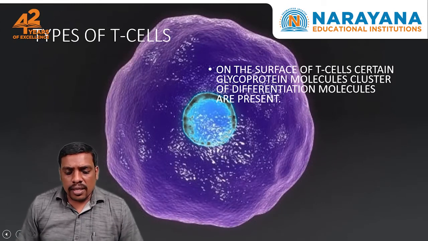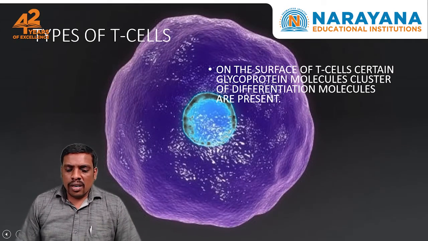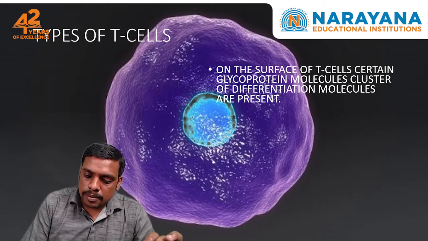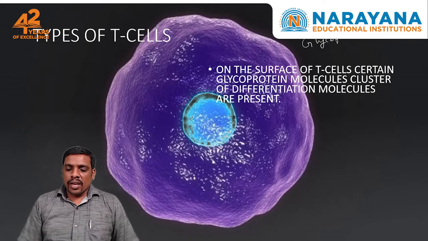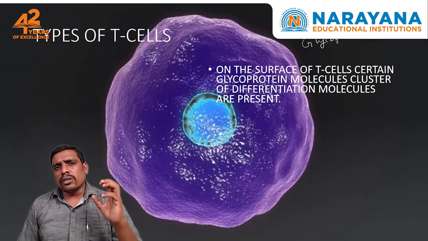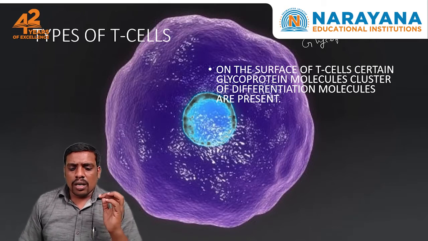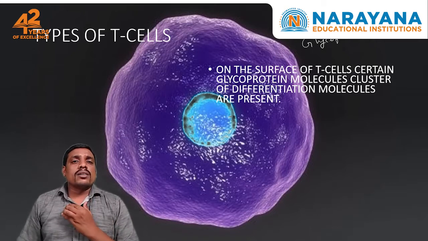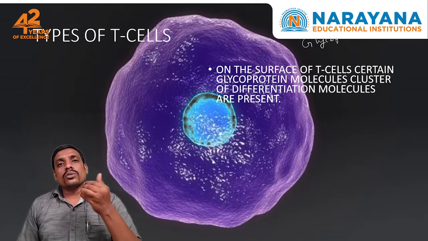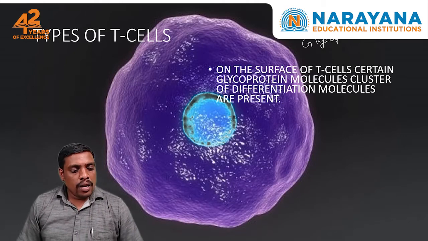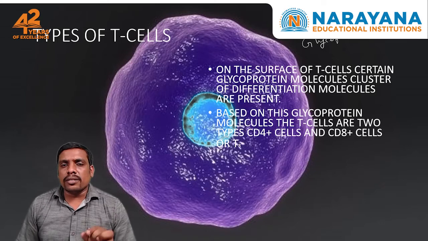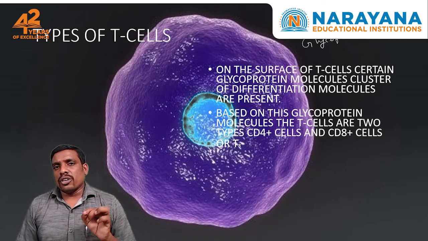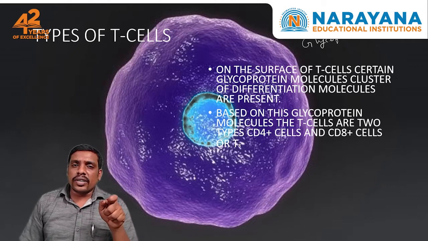Now, on the surface of T cells, certain glycoprotein molecules are present. What are glycoproteins? These glycoproteins present on the T cells are specific to antigens. There is a cluster of glycoprotein molecules present on the surface of these T cells, which indicates a cluster of antibodies going to be produced specific to the antigen.